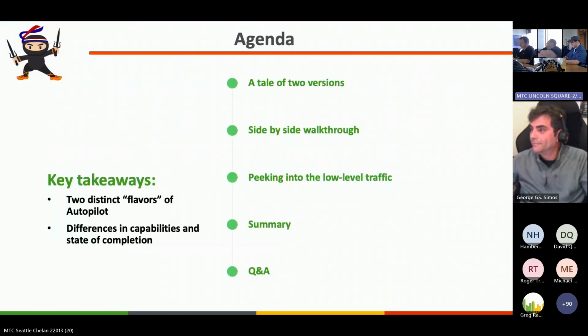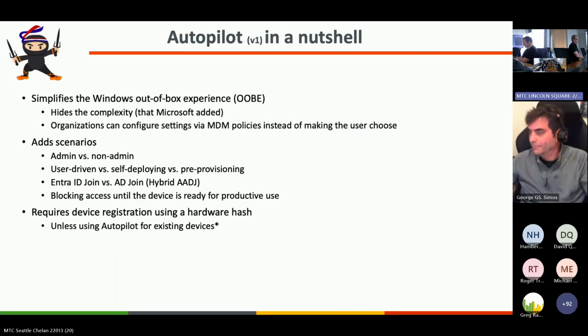So we want to go through kind of just a background on Autopilot, then do a side-by-side walkthrough of the original Autopilot version and what I call Autopilot V2, even though they don't like it being called Autopilot V2. Don't care. During that, we'll talk about some of the low-level traffic, and let's just get started.